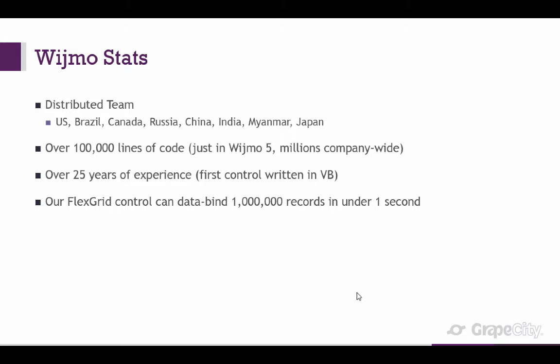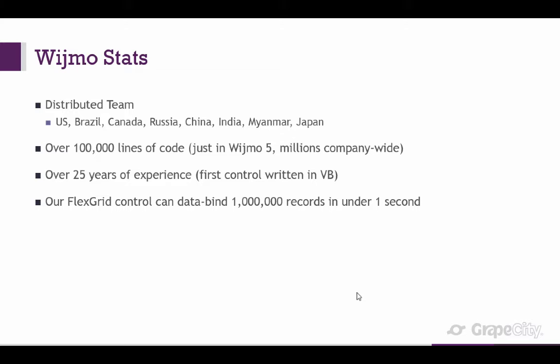We have over 100,000 lines of code in Wijmo 5. That's not including the samples, that's just our JavaScript code. And then, company-wide, we have millions. We have a lot of products in many different platforms. A lot of them are in the Microsoft world, like in .NET, ASP.NET, Silverlight, WPF, things like that. So we have a long history of developing grids and charts in all these Microsoft platforms for over 25 years.